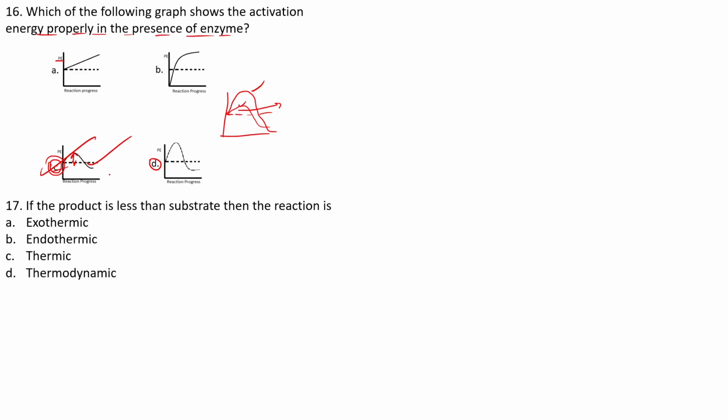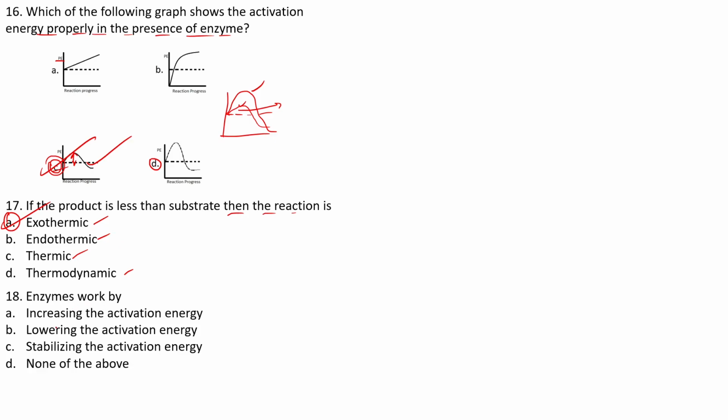The next question, if the product is less than substrate, then the reaction is exothermic, endothermic, thermic, thermodynamic. We know it is exothermic. Yes, enzymes work by increasing the activation energy, lowering the activation energy, stabilizing the activation energy, none of the above. We know they mainly work by decreasing or lowering the activation energy.